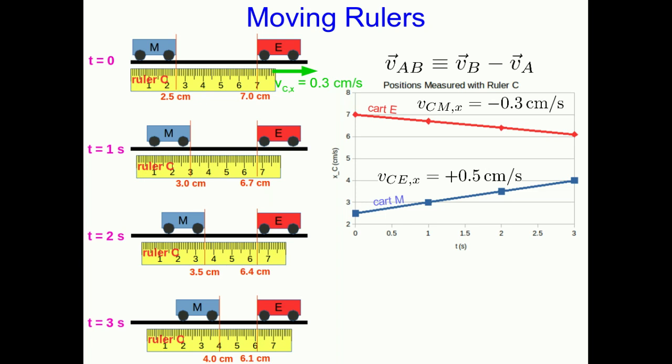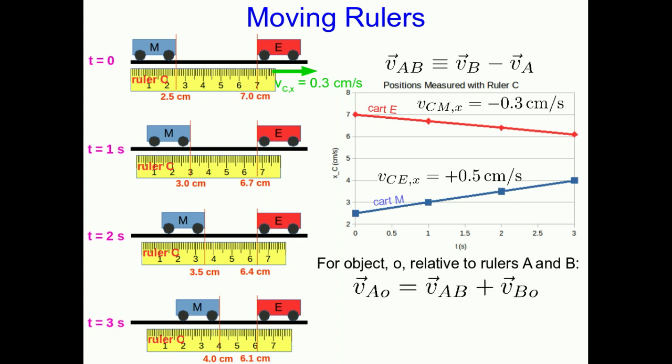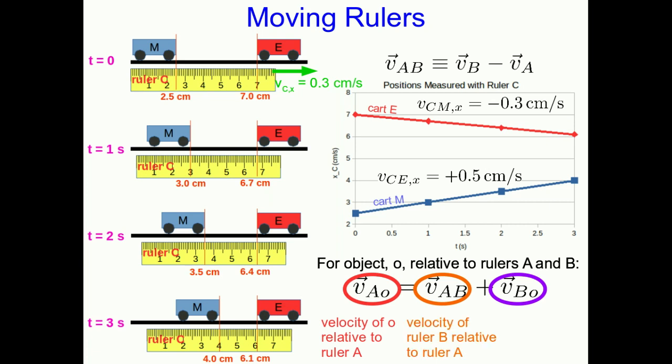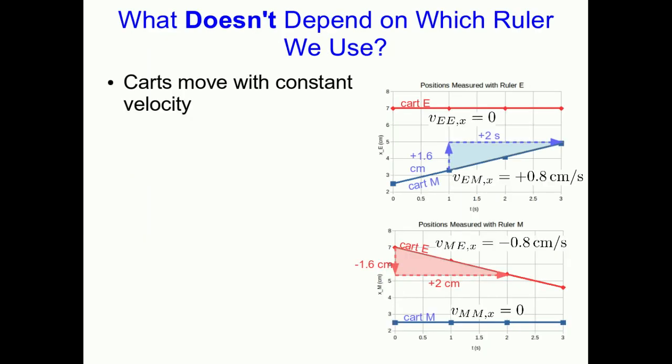There's another useful equation that sometimes comes up that we'll use later. For some object O, just any object relative to rulers A and B, we have this equation. And so what we have here is the velocity of O relative to some ruler A, and the velocity of some ruler B relative to ruler A, and then the velocity of O relative to ruler B. So you can pull all those velocities out of the examples I've just gone through and verify again that this equation holds. We see that depending on which ruler we use, we get different answers for the velocities.